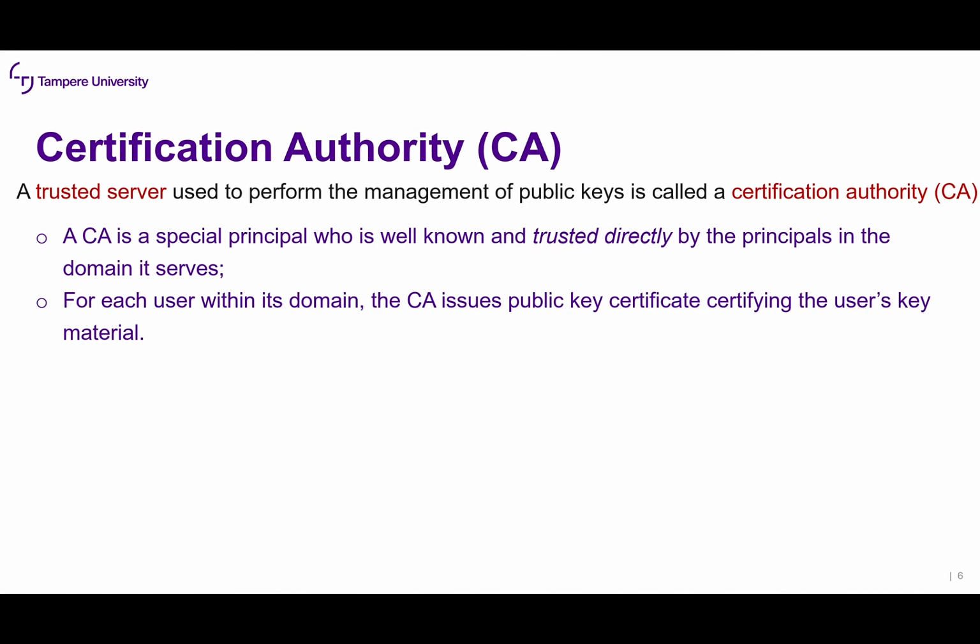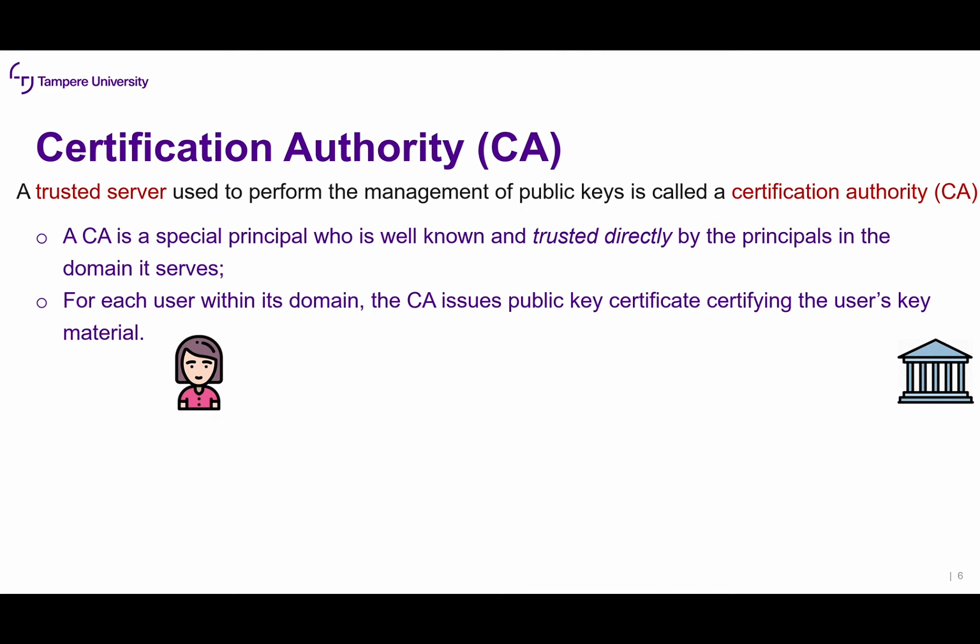Now, a CA is a special principal who is well known and trusted directly by the principals in the domain it serves, and for each user within its domain, the certification authority issues a public key certificate certifying the user's key material, right? So the job of a CA is basically to issue public key certificates to users, through which other principals in the community can verify their validity.